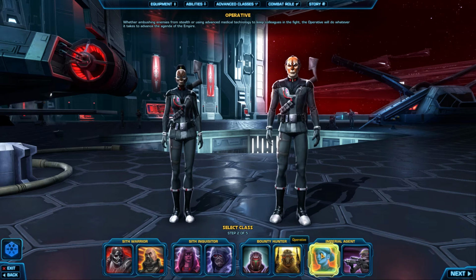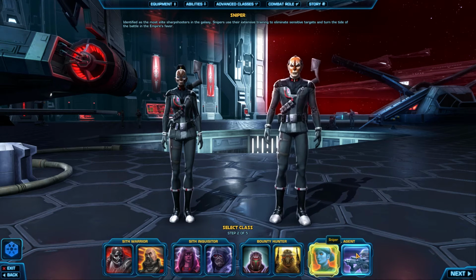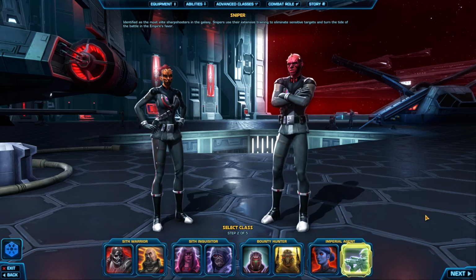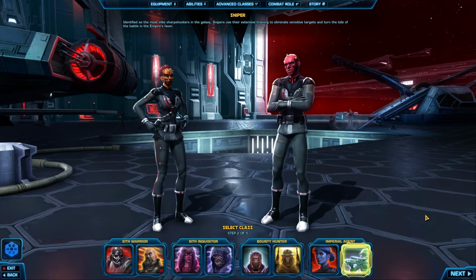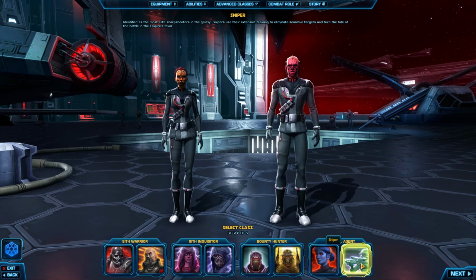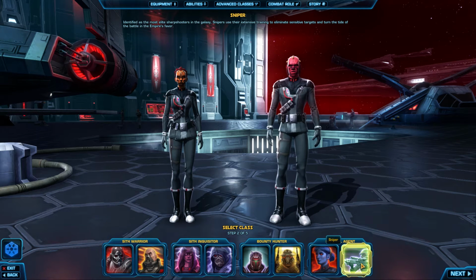And then, of course, the Scoundrel, either the smuggler class on the Republic side, and then, of course, the Imperial Agent. This is a sniper, really cool class to use. You can use sniper rifles, pick people off from a long distance. It can be helpful in a war zone for sure, or even in flashpoints or in operations.